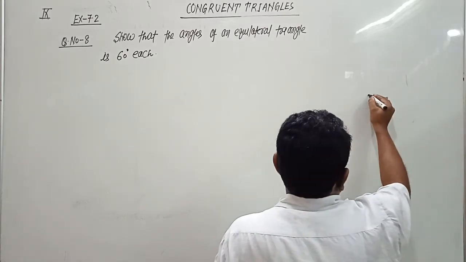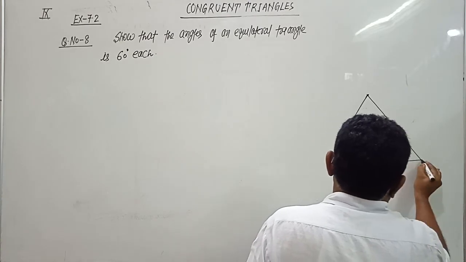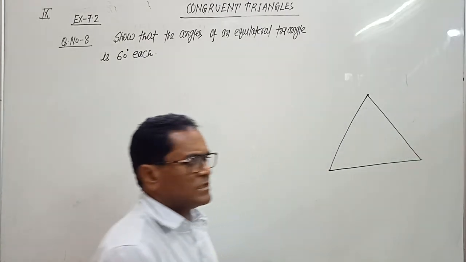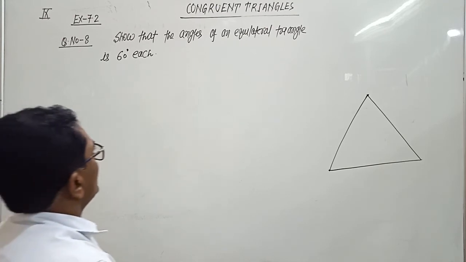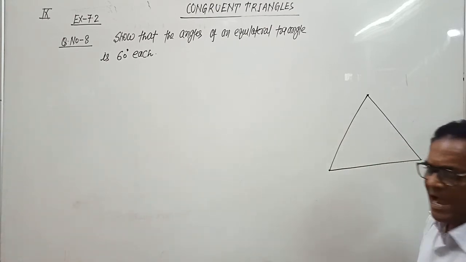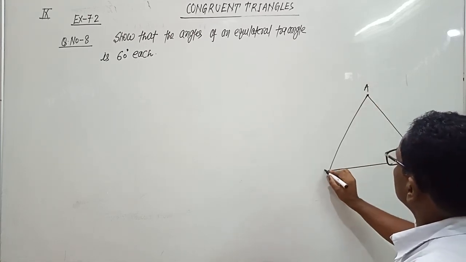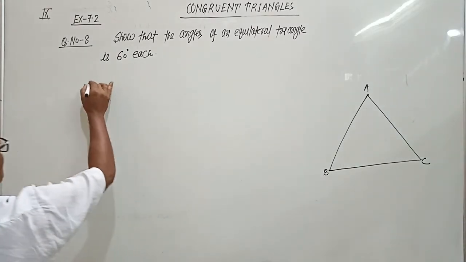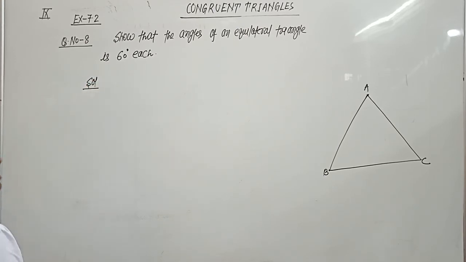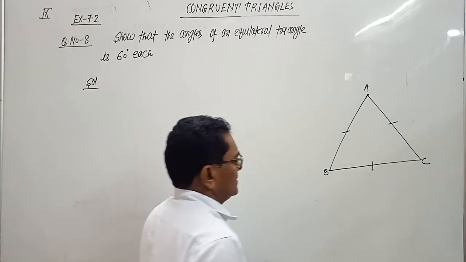So we have given an equilateral triangle, and in an equilateral triangle all sides are equal. We have to prove that all the angles are equal and also of 60 degree. So this is equilateral triangle ABC. So all the sides are equal, AB, AC and BC.